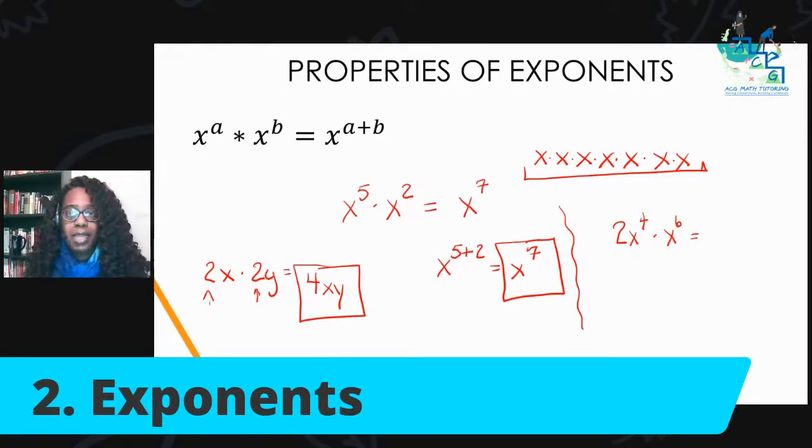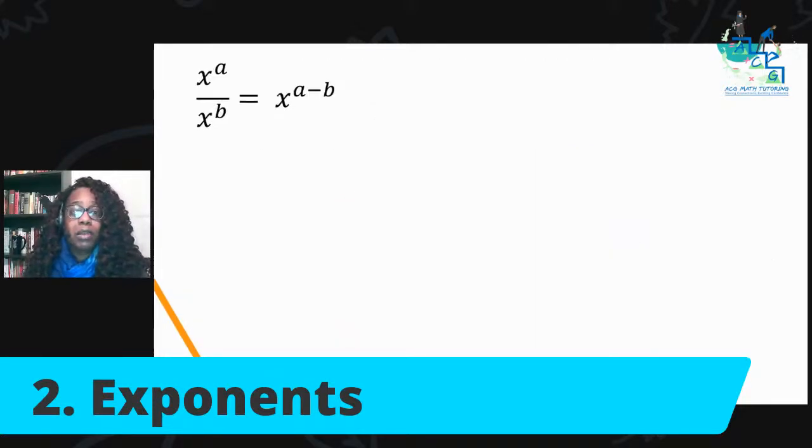Are my bases the same? Which they are. But yes, there's a 2 that's here. That's a coefficient. But guess what? I can just bring the 2 over. But that means I have x raised to the 10th power. And that's my answer. Okay? So when you're multiplying, they have the same bases, you add the exponents.